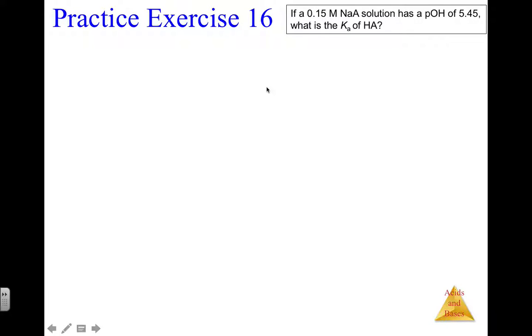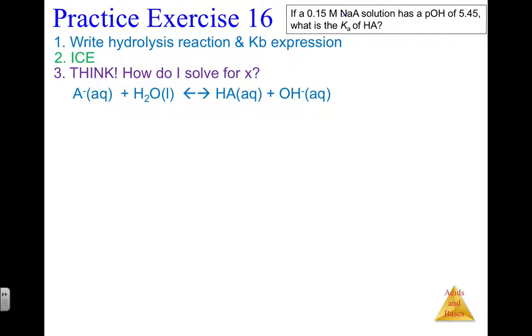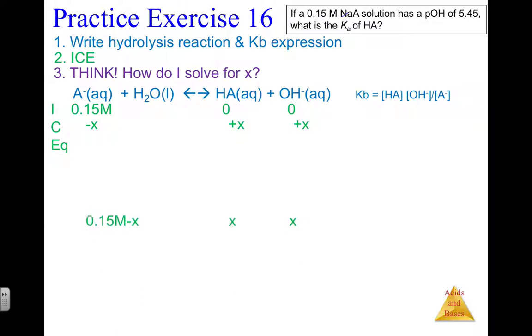Okay, so we're going to go over this together. Here's that information that was given. You're given the molarity of a salt. I know that sodium doesn't affect the pH, so we can ignore it. I'm going to focus on the reaction of A- with water. Number 1, hydrolysis reaction, Kb expression. Number 2, ICE. Number 3, think, how do I solve for X? So we've got our hydrolysis reaction: weak base with water to make conjugate acid and hydroxide. Kb expression, ICE. Then I have to think, how do I solve for X?